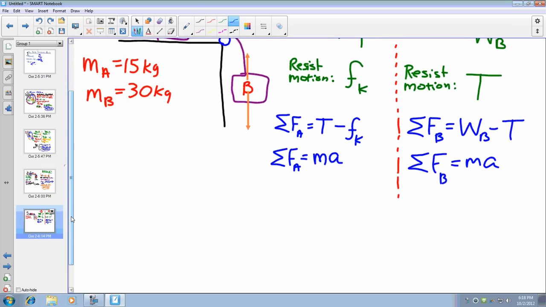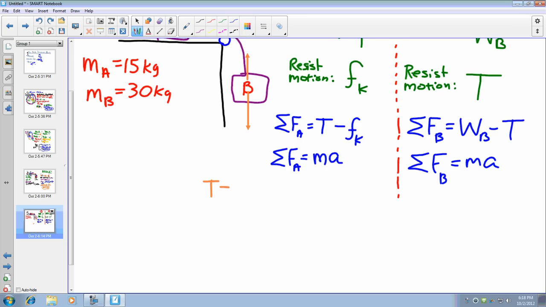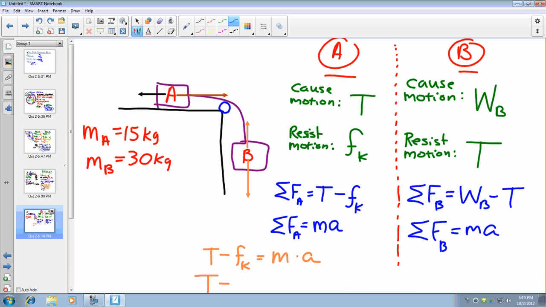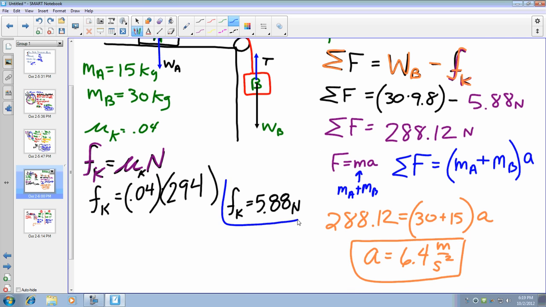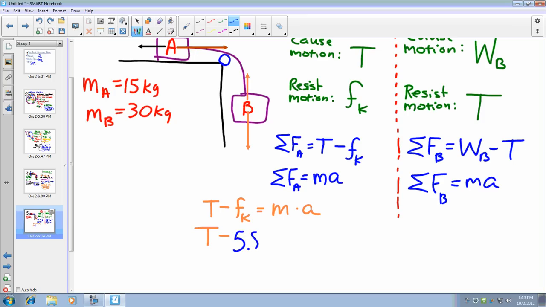So let's pick a new color just for fun. I like Halloween orange. Tension minus F of K is equal to mass times acceleration. Tension's what we're looking for, minus the force of friction. We might have to look on the prior page. Just a second. 5.88. Where did I find that? Sorry for flipping around back and forth if it makes you sick. We found that force of friction right there. We make that 5.88. It's going to be equal to the mass of object A, which is 15 kilograms, multiplied by the acceleration.